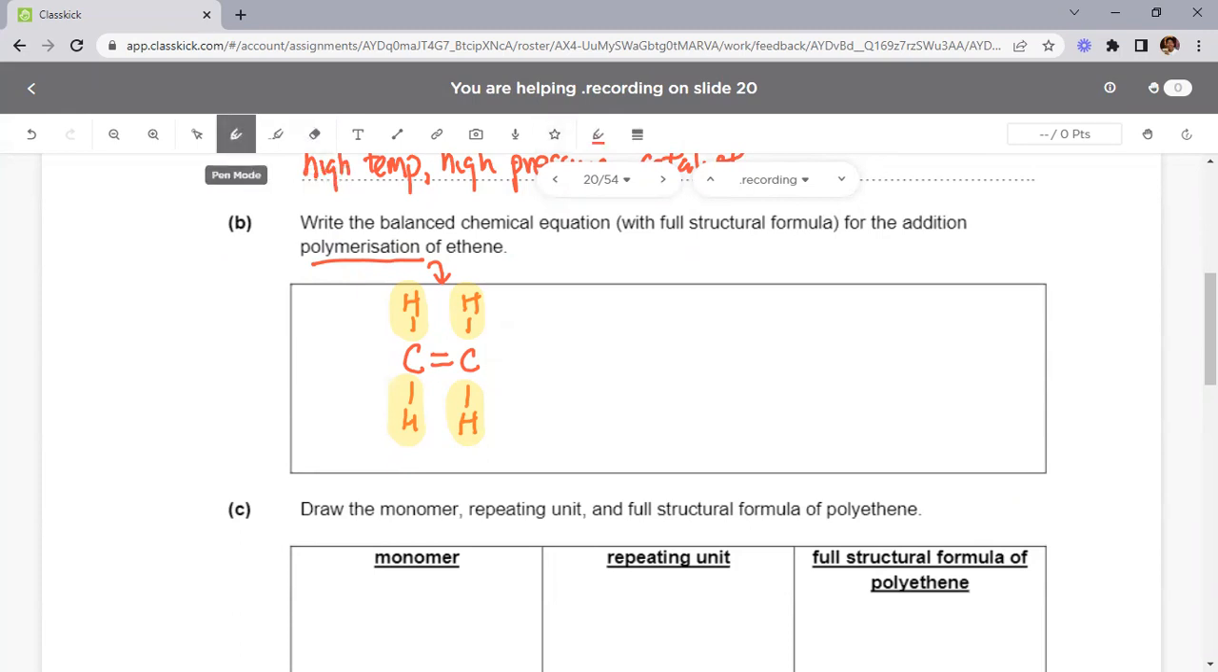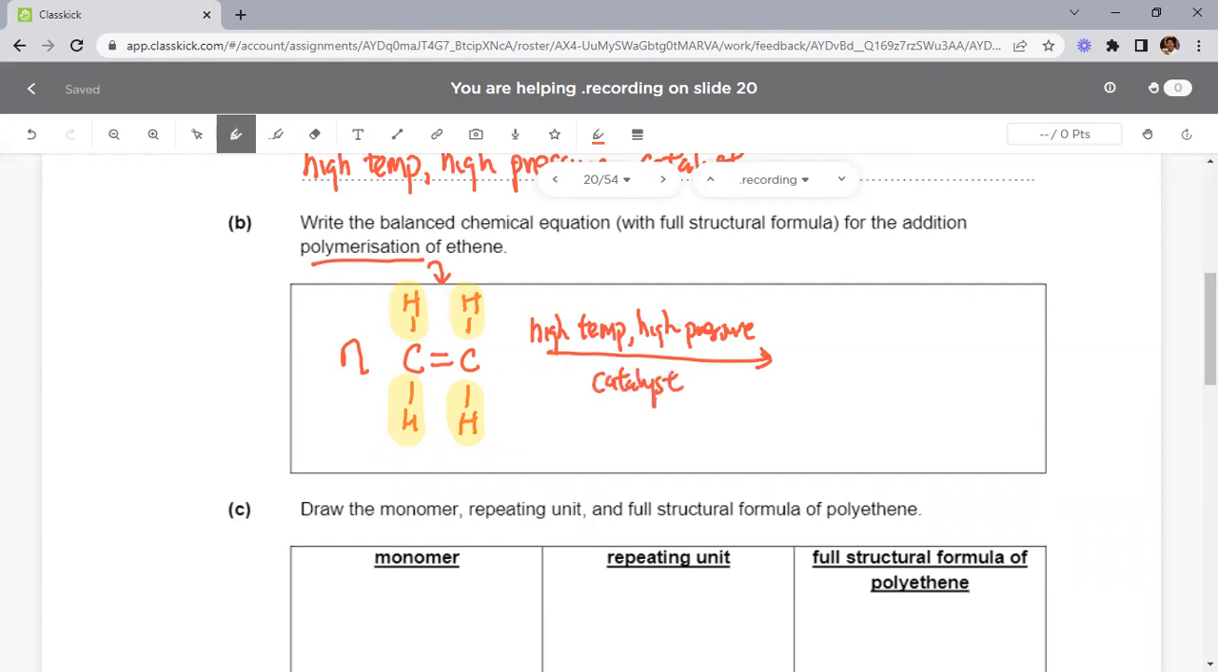So the equation here, let's go back to doing the equation. This single unit of ethene, I'm going to have many, many of them. That's why I put n in front. So it's a balanced equation. I put n because there are so many of them. I let it undergo high temperature, high pressure, with a catalyst. Let me draw the arrow longer. And catalyst.